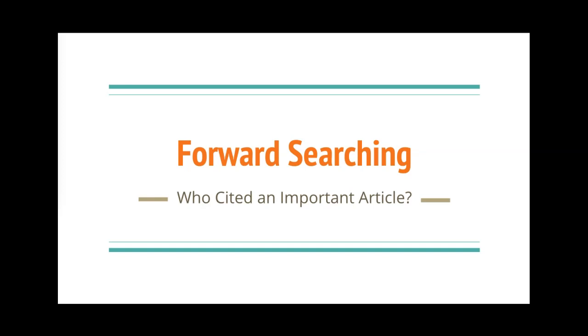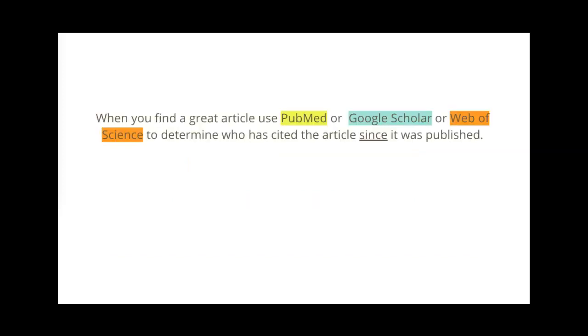When you find a great article that's essential to your research, it's always a good idea to see who has referenced that article since it was published. This is a research technique called cited reference searching or forward searching. In this workshop, we're going to demonstrate how to do a forward searching or a cited reference search using 3 different tools: PubMed, Google Scholar, or Web of Science.